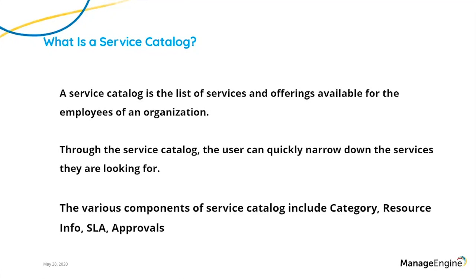Apart from that, a service catalog would include other components such as category, which could include hardware, software, etc. Resource information: through resource information, you could make sure that the end user who is requesting a service can enter the maximum amount of information. You have SLA to ensure timely delivery of the service, and approvals to get the right approvals from the key stakeholders before you kickstart working on the service request, right?